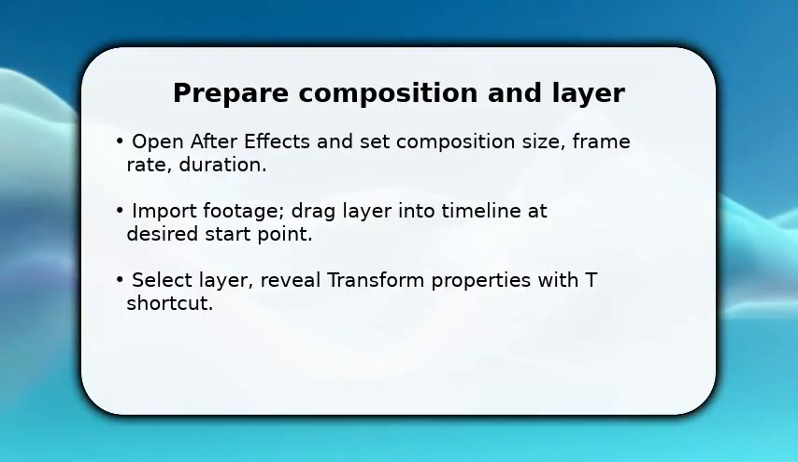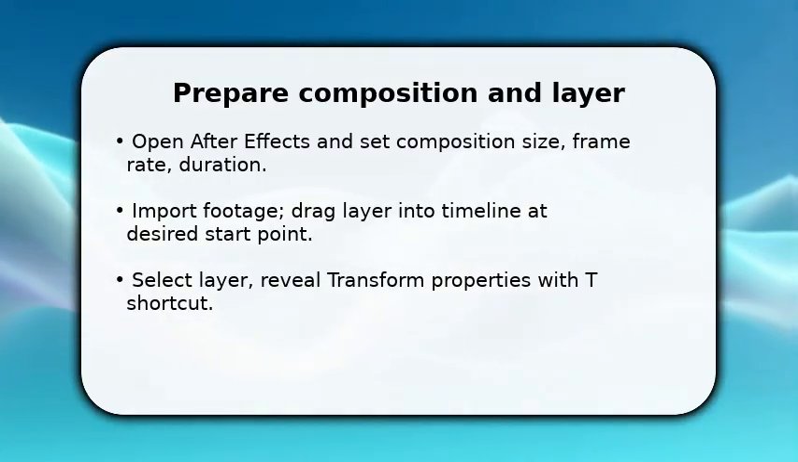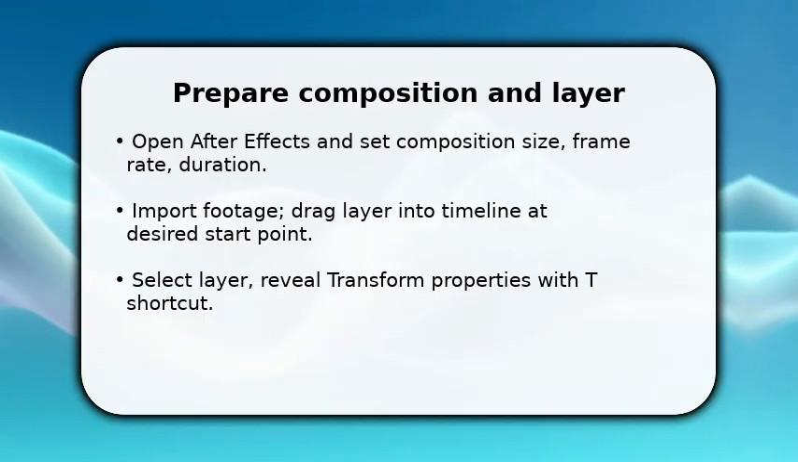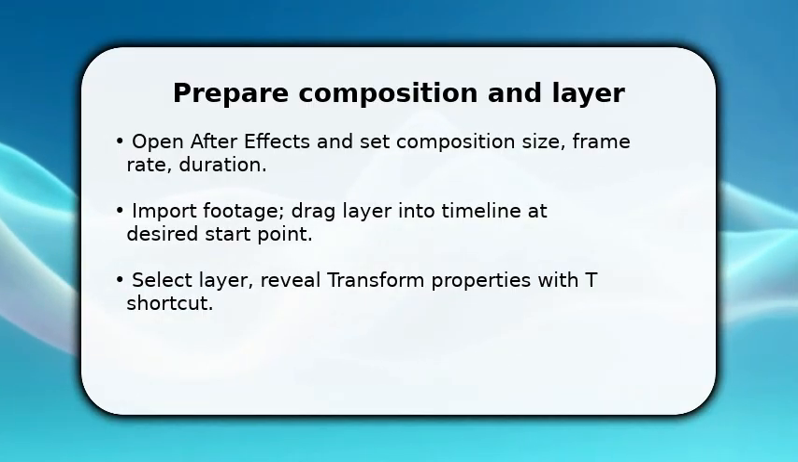You've already got your comp ready, so start by selecting the layer you want to fade. Reveal its transform properties with the T key to access opacity immediately. This is faster than digging through menus.